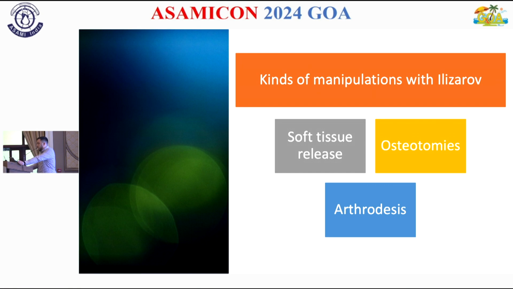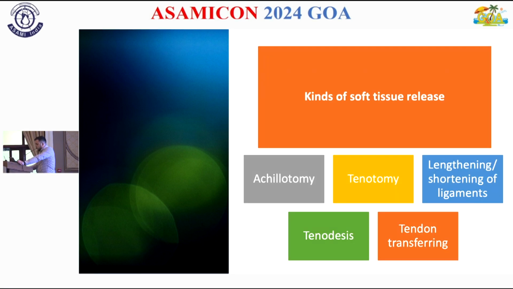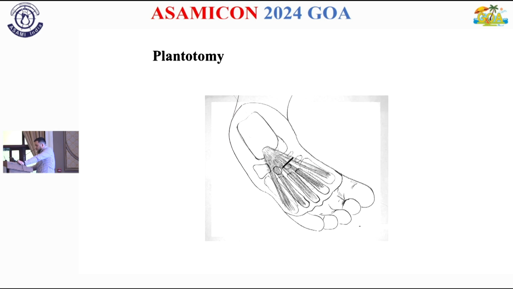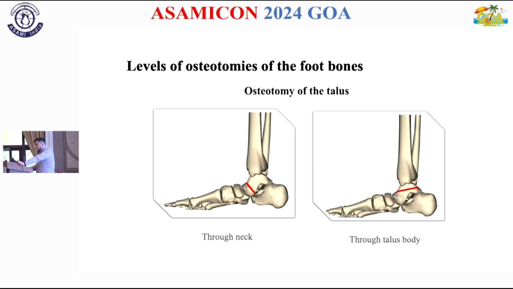Of course, first of all, it's soft tissue release, osteotomies and arthrodesis. If we talk about soft tissue release, we used in our practice Achilles tenotomy, lengthening, shortening of the ligaments, tenodesis, and tendon transfers, like in those slides. Achillotomy by Bayer, by Elizarov, and a variant of the plantotomy, which we used in our surgeries.